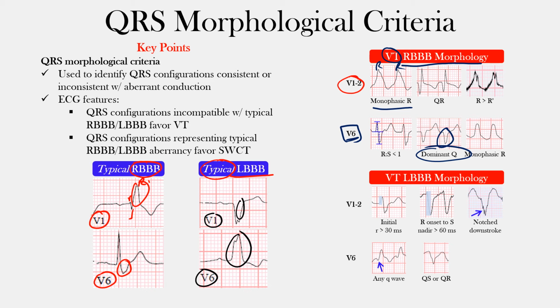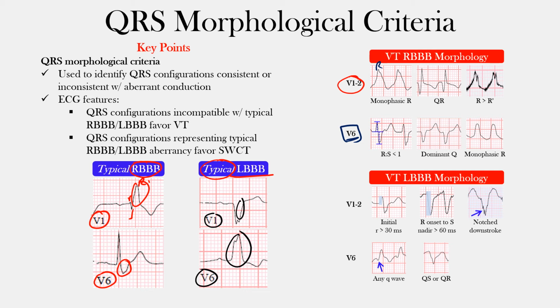Okay, you can also have a slowed R wave peak time that we'll learn later that could be helpful in differentiating some of these wide complex tachycardias. Okay, now atypical features of these bundle branch blocks, okay, that would be more characteristic of ventricular tachycardia.